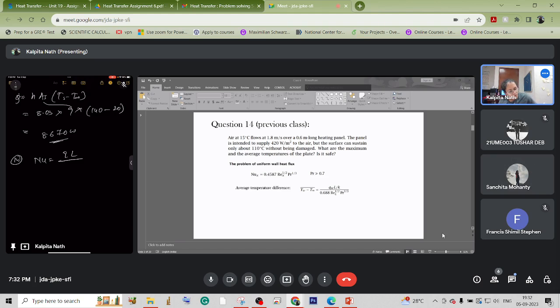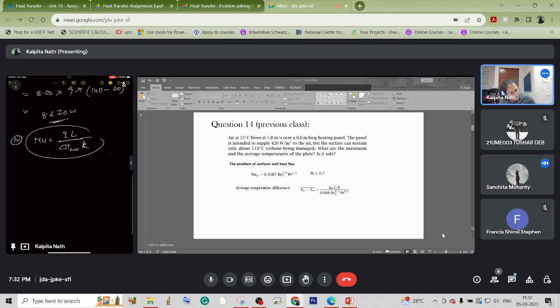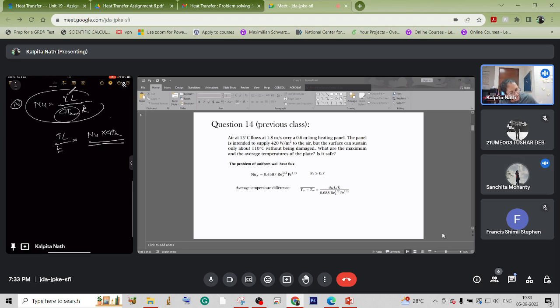Nusselt's number is equal to QL by delta T max into K, right? If we consider this heat flux to be maximum, which is already indicated in the question, then this will be delta T max. So from here we can write QL by K as Nusselt's number into delta T max. This is already present in the equation. If this is QW, we can directly replace this.